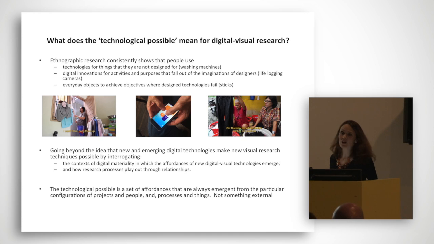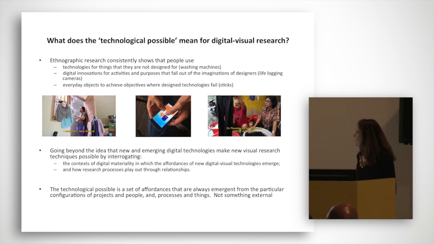I've been really struck by the way that the technological possible, in the context of discussions of smart homes and smart cities, which is part of my work, tends within a technological design discourse often to assume that new technologies are going to have impacts on the world and they're going to make new things happen and make people live differently. But ethnographic research really consistently shows that actually people use technologies for things they're not designed for. And I won't bore people with my research about washing machines now in any detail, but people don't necessarily always use washing machines to wash their clothes with.